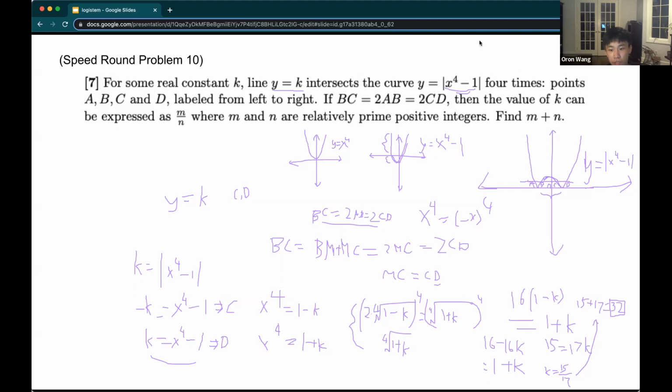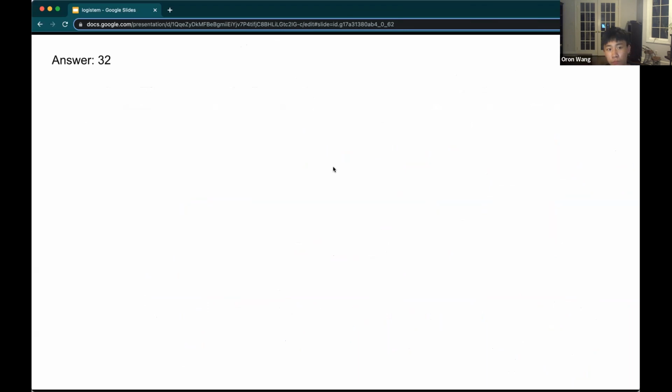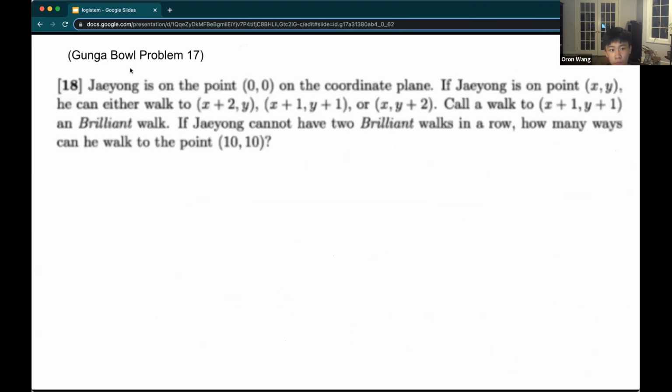Okay, if there's no questions, I guess we can move on to the next problem. This was problem 17 on the Gunga Bowl, and I'll give you 5 minutes to think about this.